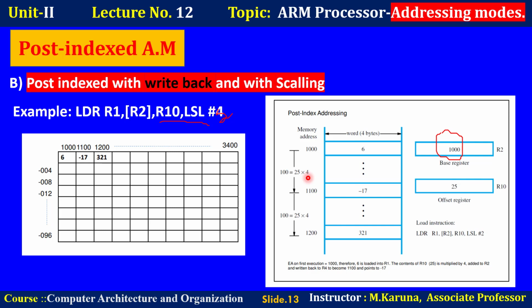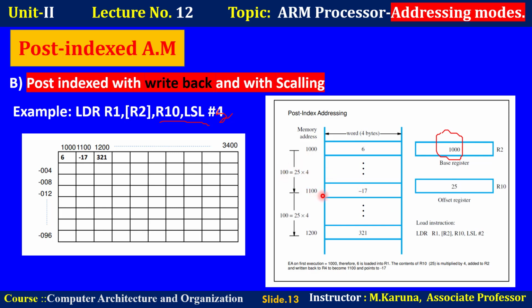4 means 2 power 2, so that's why here we are using 4. 25 into 4 is equal to 100. That 100 will be added to the 1000. So 1000 plus 100, 1100, that is the effective address of the next element. Then the processor can access minus 17 from the memory location by calculating the effective address.